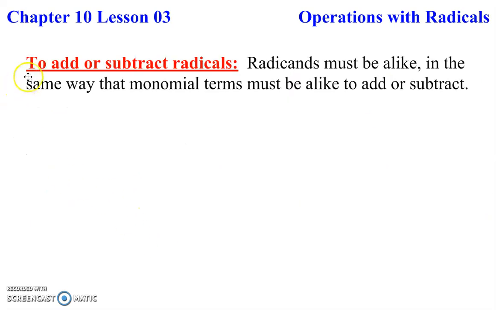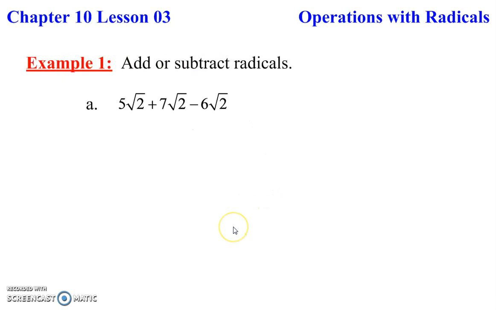So, in summary, radicands must be alike in order to add or subtract. Kind of like in monomials, kind of like when we're adding and combining like terms. So, 3x plus 4x is 7x, right? Same variable. We can add them. 5 radical 2 plus 3 radical 2. We're not multiplying them. We're just adding them. That's 8 radical 2. Nothing changed with a radical here.